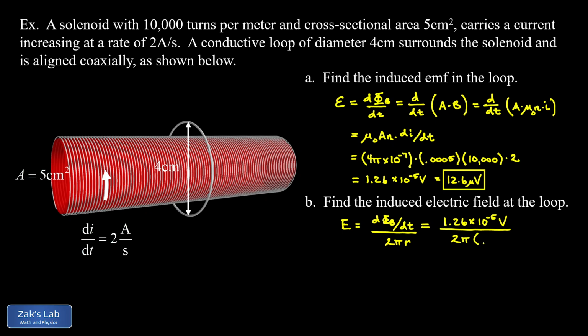So that's a radius of 2 centimeters, but it has to be converted to meters. So I'm going to write that as 0.02. I'll leave the units on there. And when we run the numbers on this to 3 significant digits, we get 1.00 times 10 to the negative 4th volts per meter.